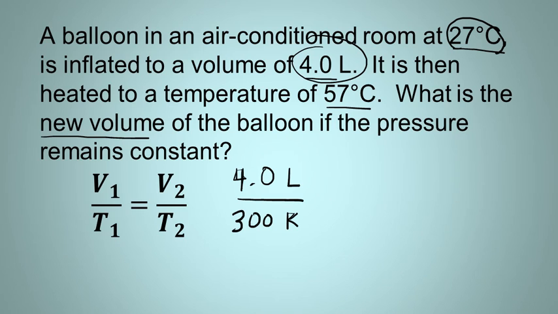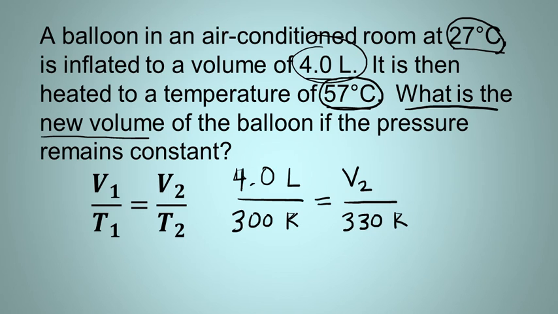And that's equal to V2. Well, that's what we're trying to solve. It says, what is that new volume? So V2 is our unknown in this problem, and it's over T2. And the final temperature is 57 degrees Celsius. If we add 273 and convert that to kelvins, I think it's 330 kelvins. So now we have to solve for V2.